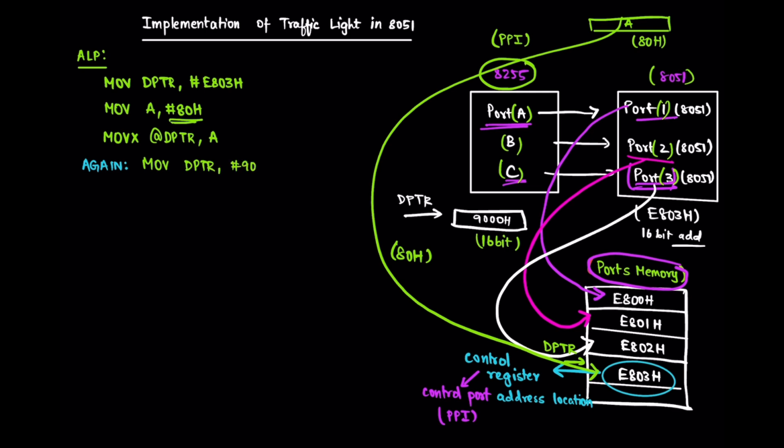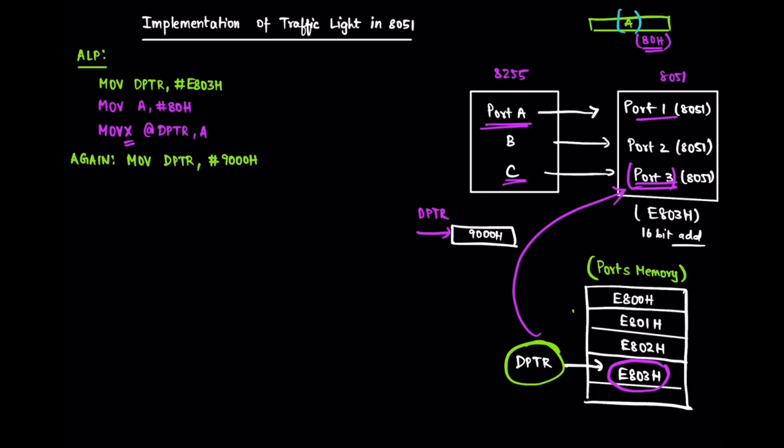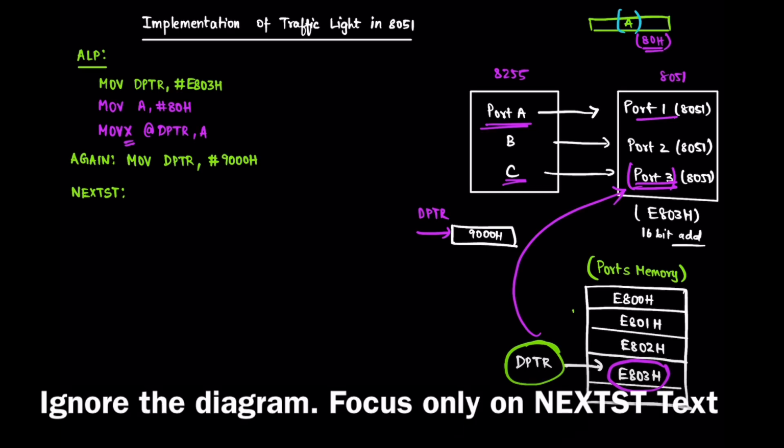hashtag 9000H. Now I'm going to define an inner loop within this outer loop, and I'm going to give the label NEXTST. Now this NEXTST loop is going to make sure that some of the specific conditions are met before we proceed with the instructions which I'm going to give next.